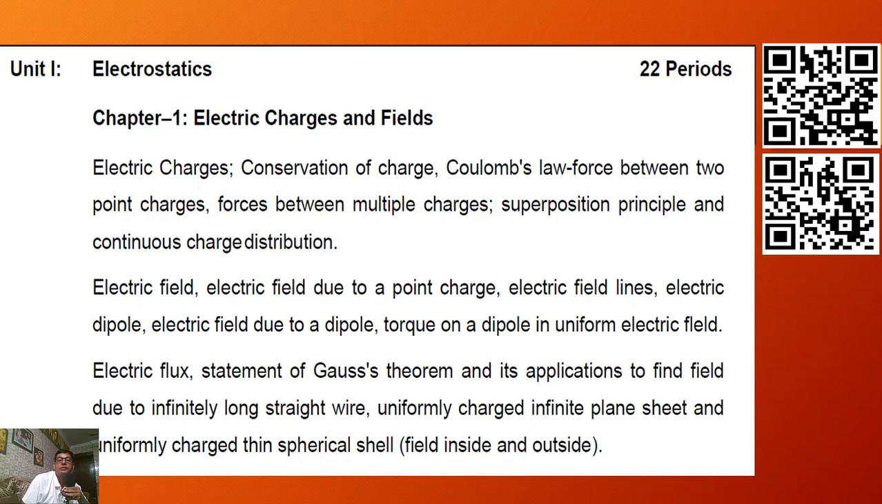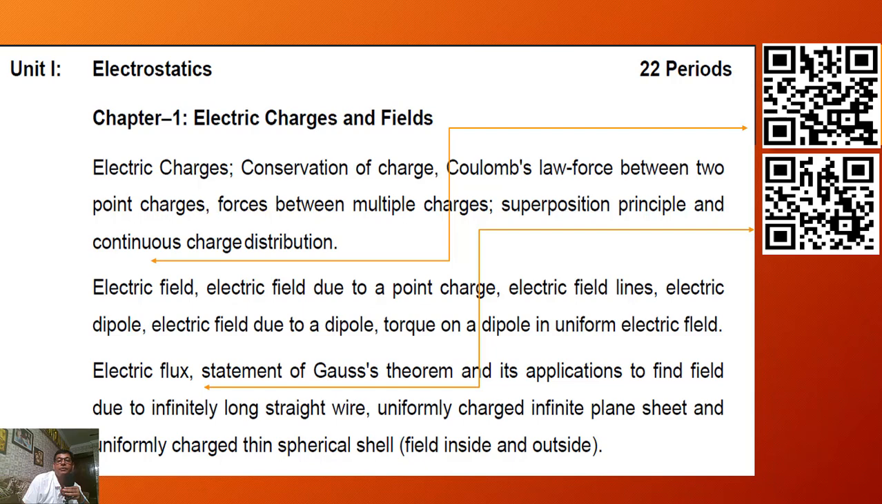Then electrostatics: Gauss's law, Gauss's theorem of electrostatics. The number of periods is recommended by NCERT; you need 22 lectures to complete the entire concept of electrostatics, chapter 1, correct? That is the recommended periods, but now we have made it crisp so that you can get the bullet points and ideas. So this is Gauss's theorem.